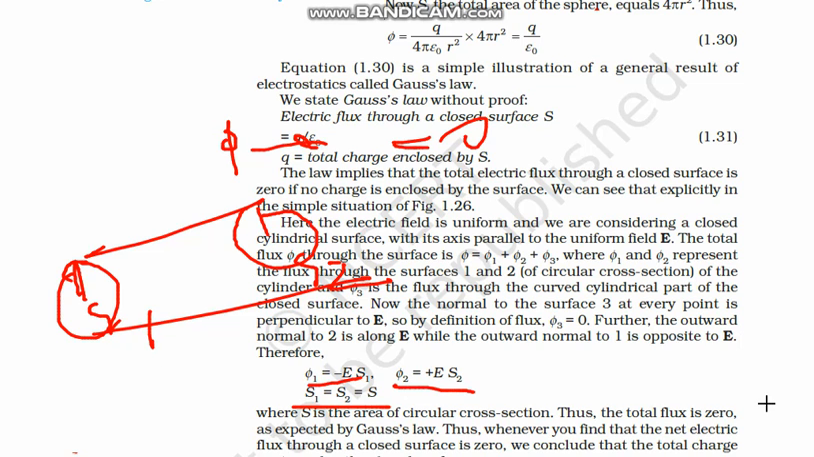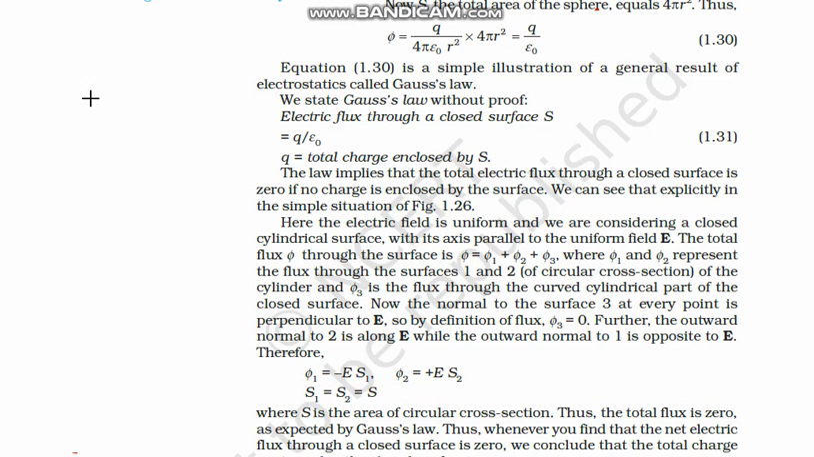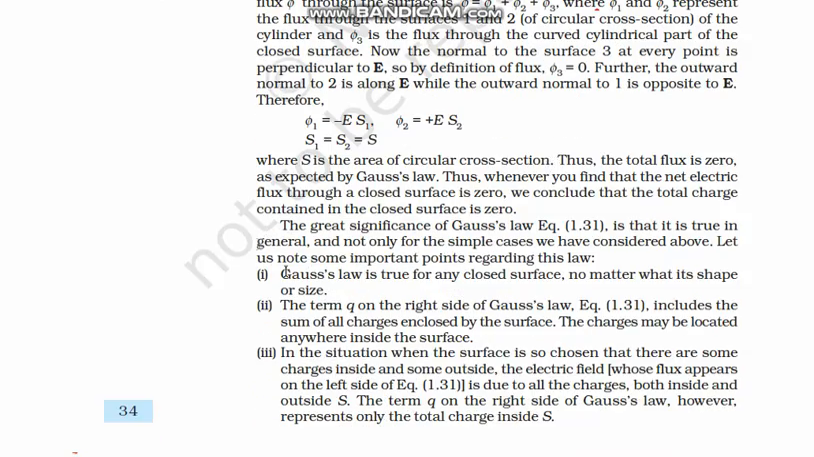Okay, so in this way we found that Gauss law is valid even for any type of shape. If the charge is enclosed by the surface, the flux is q upon epsilon naught. If the charge is outside the surface, the flux should be zero. Now we will see some of the properties associated with this Gauss law.